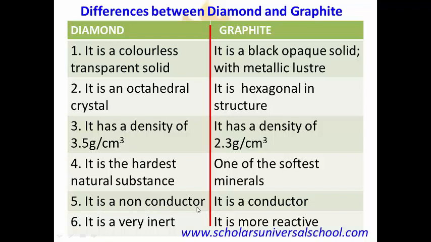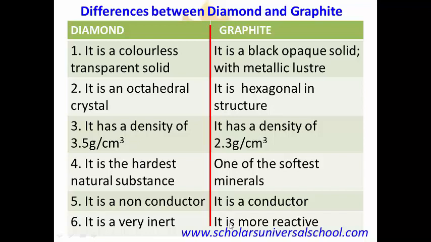Then diamond cannot conduct electricity because it does not have mobile electron in its outermost shell. Whereas graphite has a free valence electron which is mobile, and that is responsible for the conduction of electricity. Then diamond is very inert. It means that it doesn't react with some substances. Acid cannot even attack it, much less talk of water.